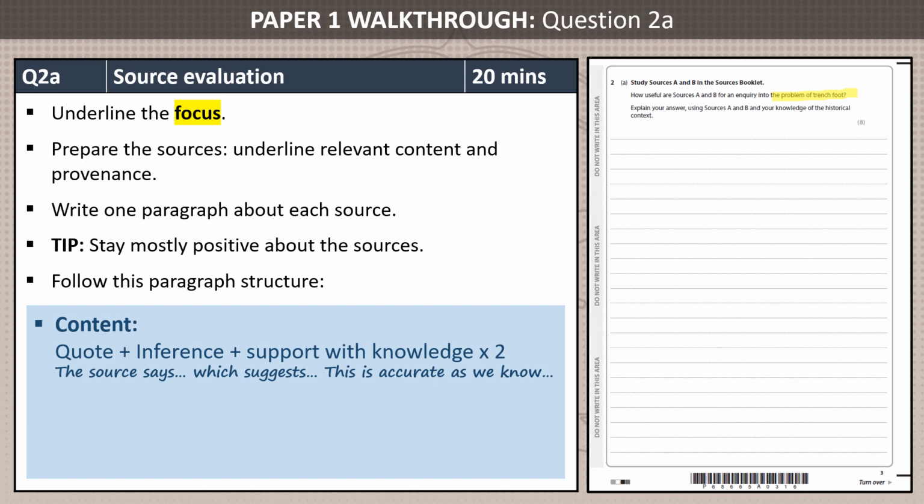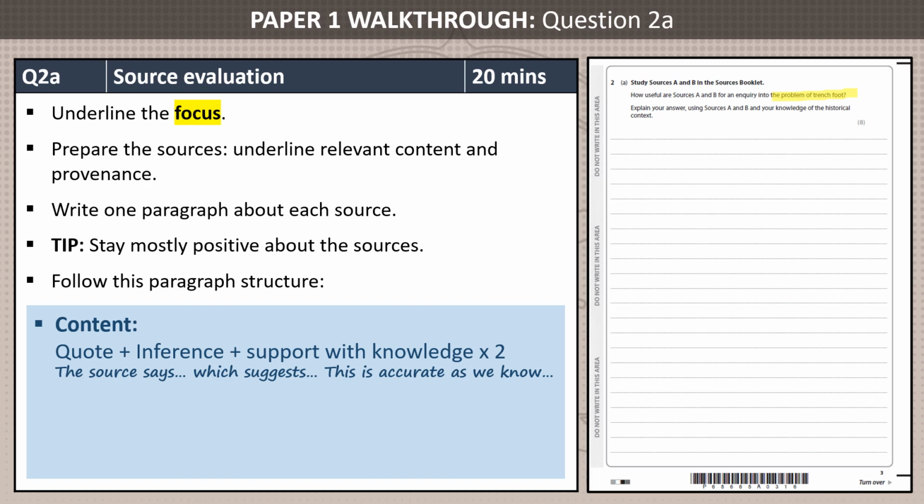Start with the content. Take a quote from the source, make an inference of your own, and then support it with your own detailed knowledge. Do this twice if you can. Use this little phrase to get your technique right. The source says, which suggests that this is accurate as we know.